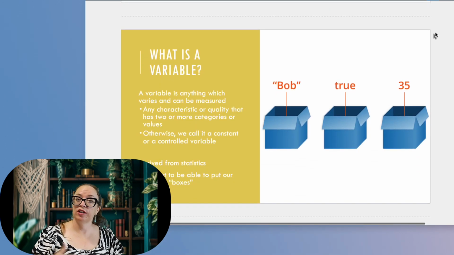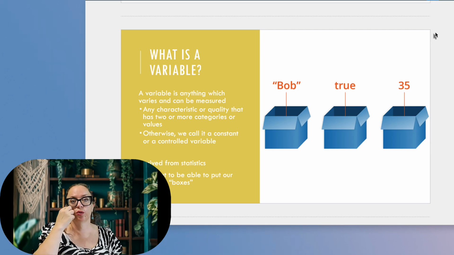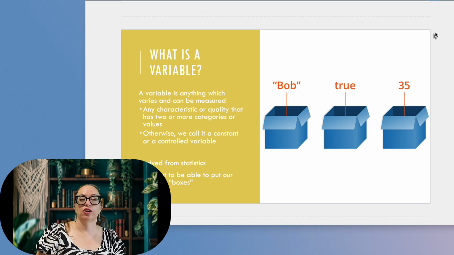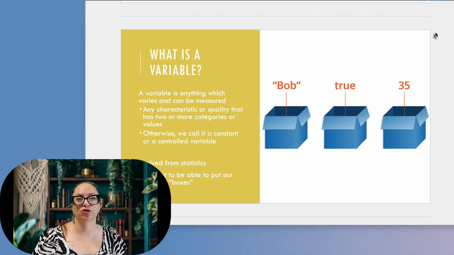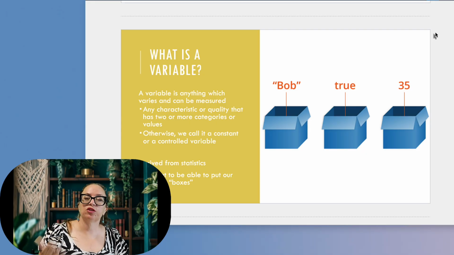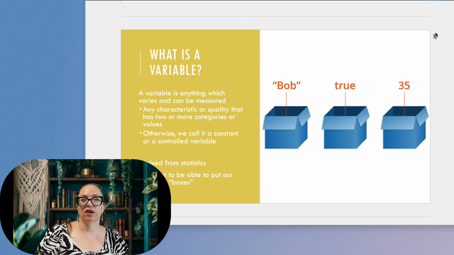Alright, first off, what is a variable? So the word variable should sound a little bit familiar. The root word here being the same for variance. It's Latin variabilis, which means to change, changeable. So it's anything that can vary. That can also be measured. The simplest form of variance we have is a characteristic or quality that has two different values or categories. Take a yes or no question, for example. Your response can vary, but there are only two options. Otherwise, if we have something more consistent or constant, we would call it a controlled variable or a constant variable.